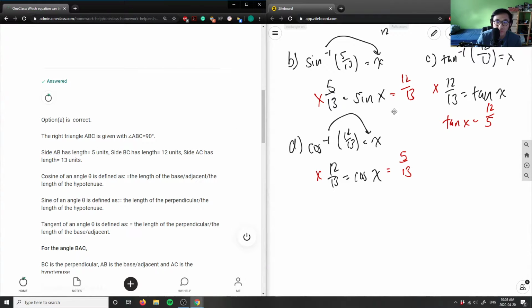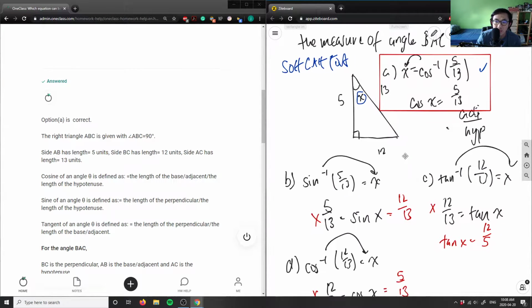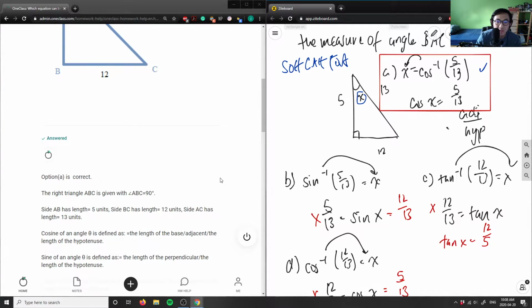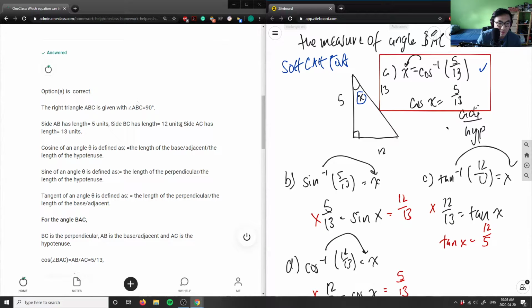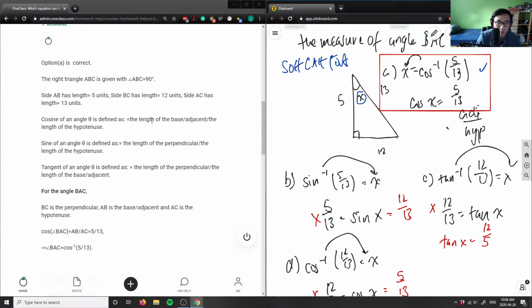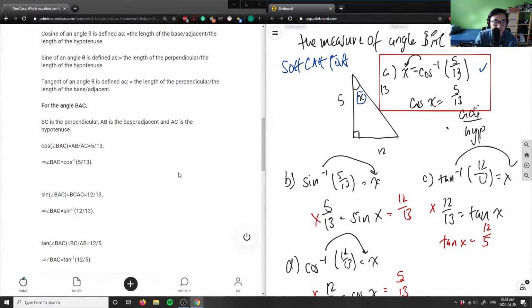The right triangle is given by ABC, which is this angle here. They showed side lengths here. So cosine is defined by the length of the base, the adjacent, divided by the length of the hypotenuse. That's good. So they defined cosine, sine, and tangent. Remember, cosine is adjacent over hypotenuse, sine is opposite, or the length of the perpendicular, over the length of the hypotenuse, and tangent is the opposite over the adjacent here. So for BAC, BC is the perpendicular, so it's 12. AB is the adjacent, which is 5, and AC is the hypotenuse here.